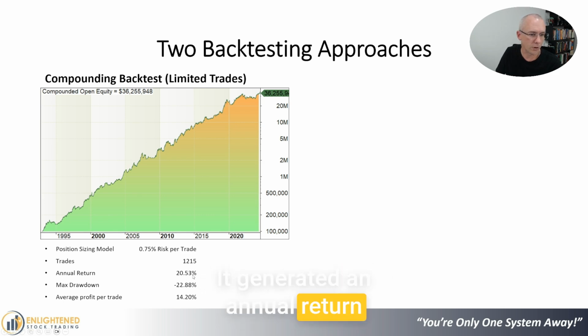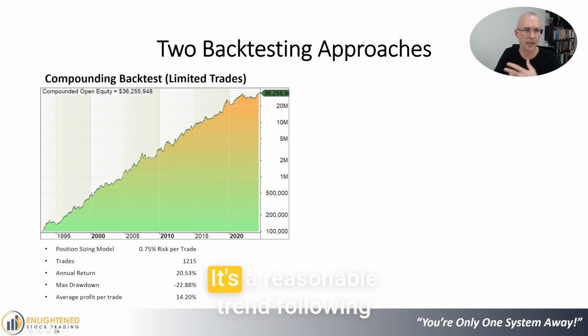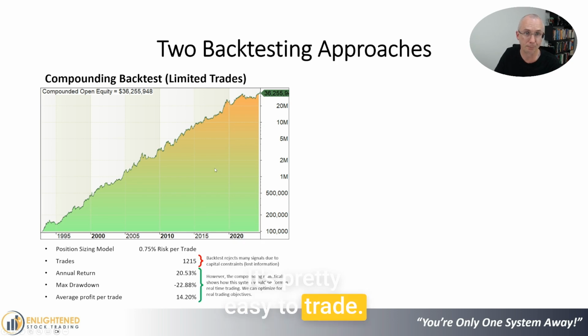It generated an annual return of 20% with a max drawdown of 23%, and the average profit per trade was 14.2%. It's a reasonable trend following system. It certainly does a lot better than buy and hold in the market. It's pretty easy to trade.